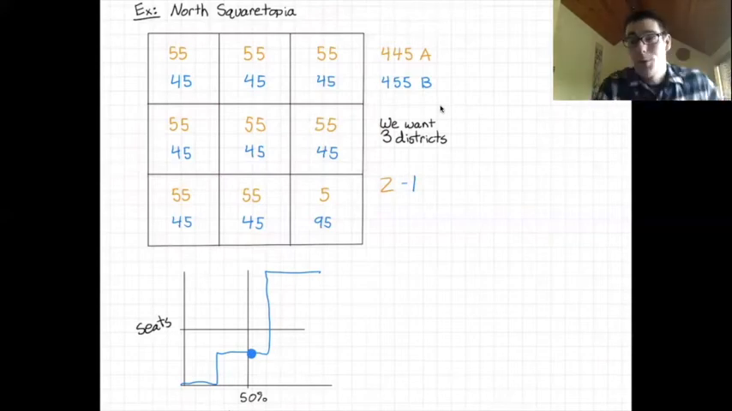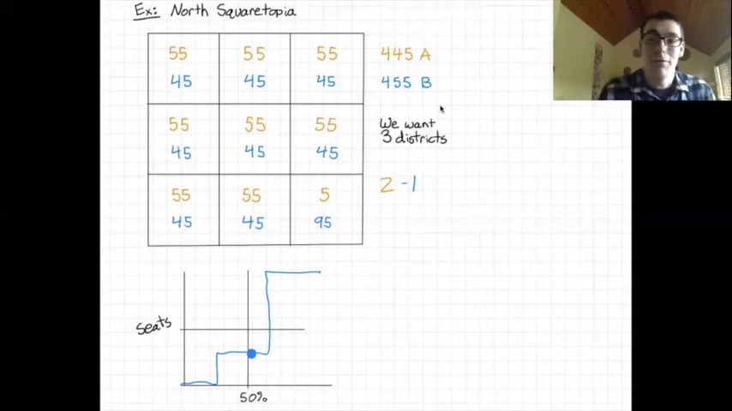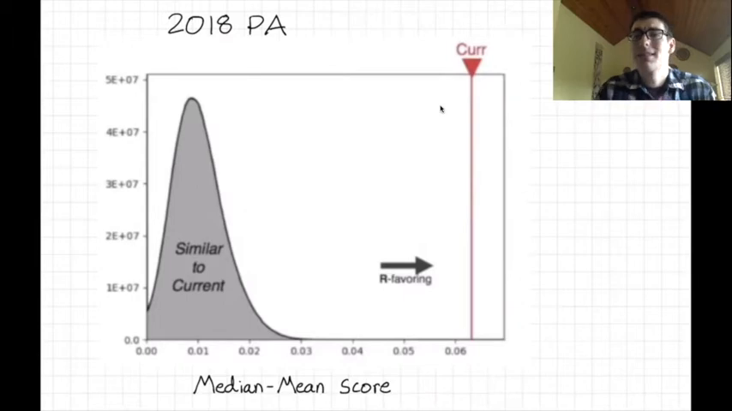That said, with regular Squaretopia, we saw that by drawing different maps, it certainly is possible to rig the game in favor of one party or the other. Okay, so how might we distinguish between these effects of an advantage because of the map being drawn and an advantage because of the geography or the distribution of people? Well, let's use, for example, our median mean score. So this red line is representing the median mean score for the Pennsylvania map before it was thrown out by the Supreme Court. So it had a partisan bias score of something over 0.06, which is a lot. So you could look at that and say, oh, well, maybe that was just because of the distribution of people.